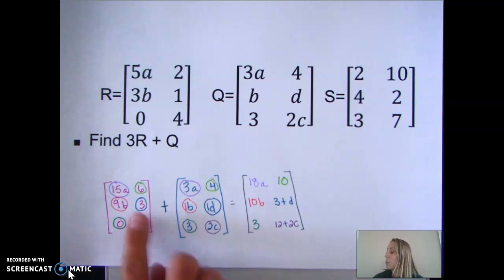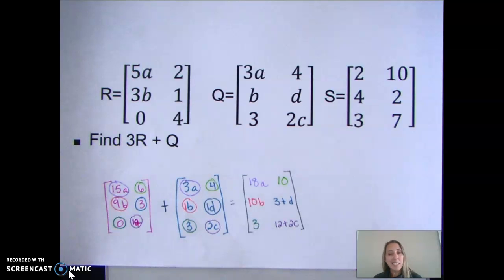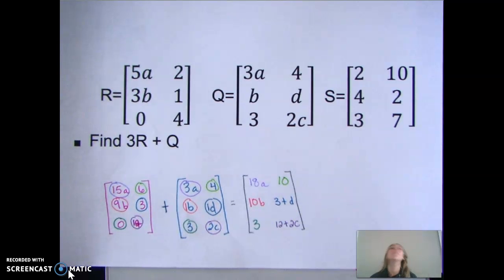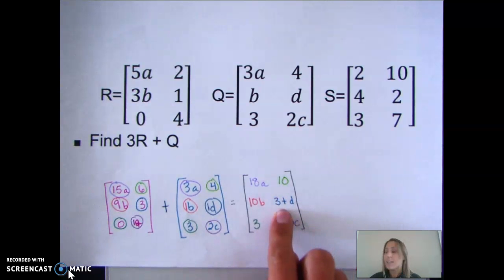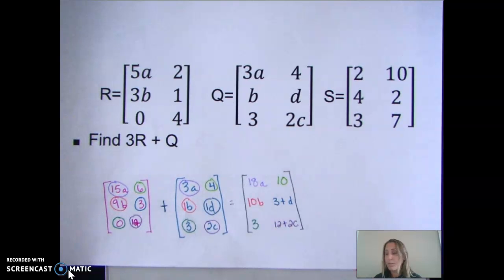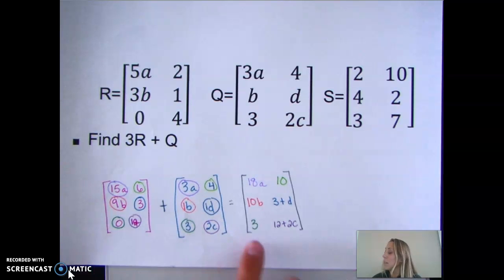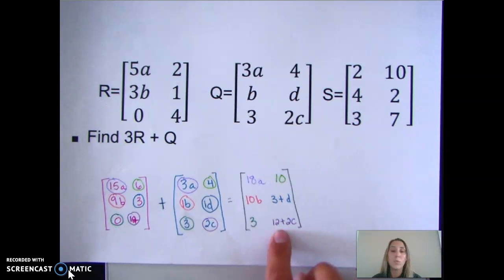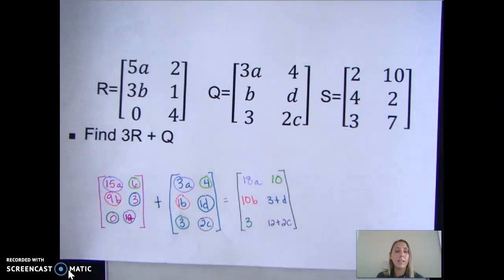Now we have a 3 plus 1d. Here's the deal, those aren't like terms, so I'm just going to write what I said I was doing: 3 plus d. So now we have a binomial, and this is the first time we've seen a binomial written inside a matrix, but there it is. These are monomials, meaning one term. This is a binomial, meaning two terms. Then we're going to do the same thing here, and this is 12 plus 2c, because again, those are not like terms.